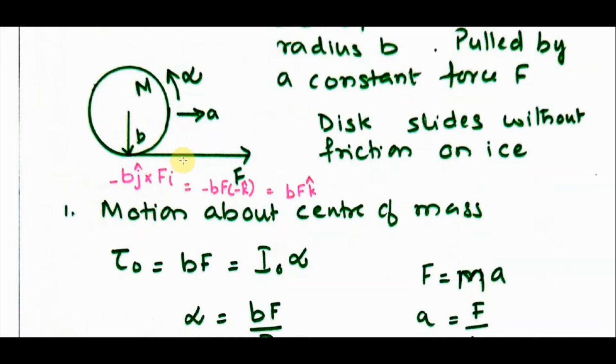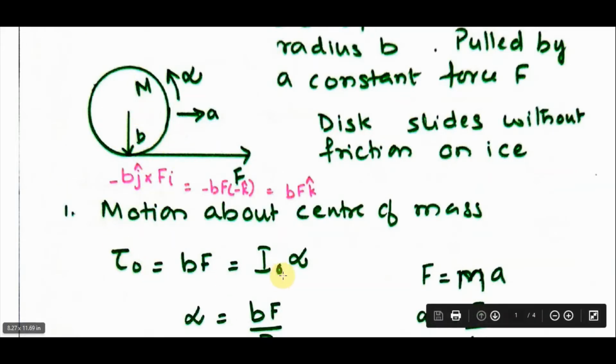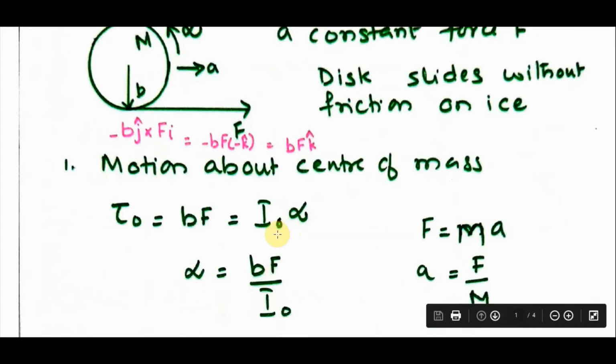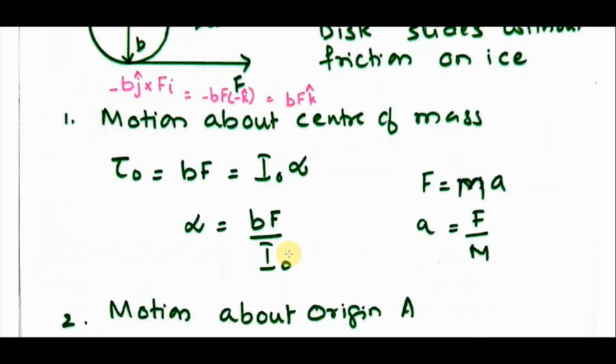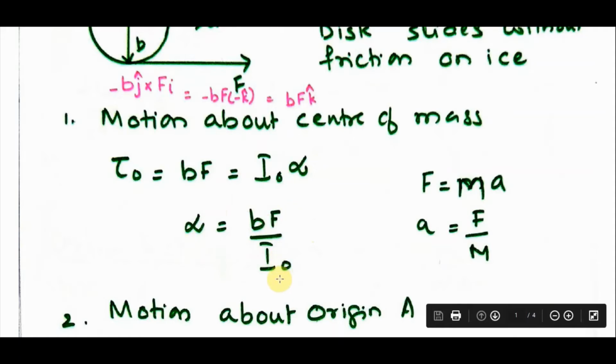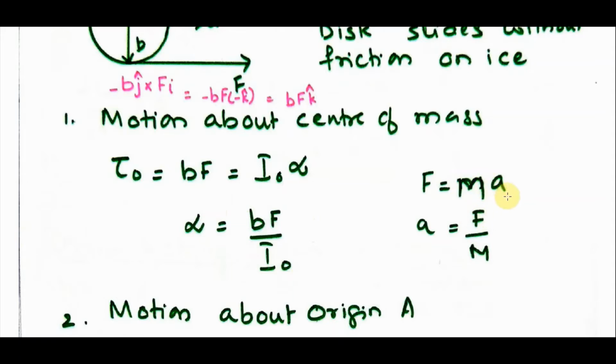So the torque about the center of mass, tau 0, will be equal to B F, and that is along the positive z direction. That is equal to I0 alpha. I0 is the moment of inertia about the center of mass and alpha is the angular acceleration. So you can rearrange this as alpha equals B F by I0. Also the force F acting equals mass into acceleration, which is the linear acceleration. So A is equal to F by M.